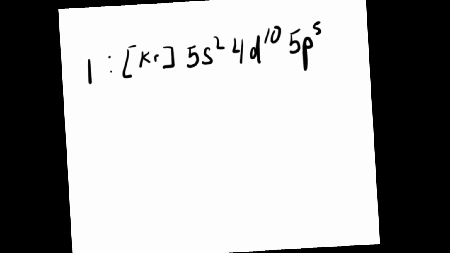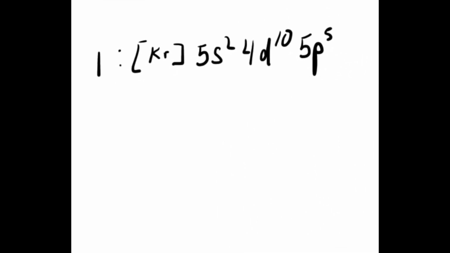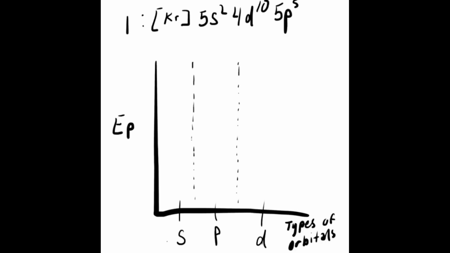Now we can move on to the next part, which is going to be our condensed electron configuration. To do this, we're looking at our central atom, which is iodine, and the last noble gas was krypton. Then our configuration will follow as 5s2, 4d10, and 5p5. Afterwards, we just make our chart, so on the side we're going to have our potential energy, and at the bottom we're going to have our types of orbitals, so s, p, and d.